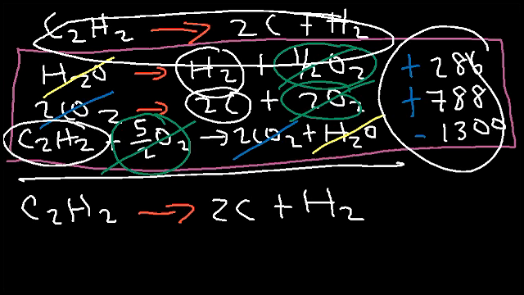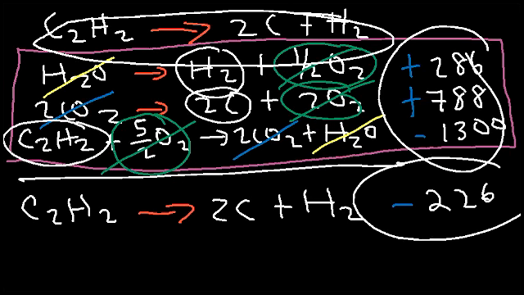So now we can add these 3 numbers. So 286 plus 788 plus negative 1300 will give you negative 226. So that's the answer.